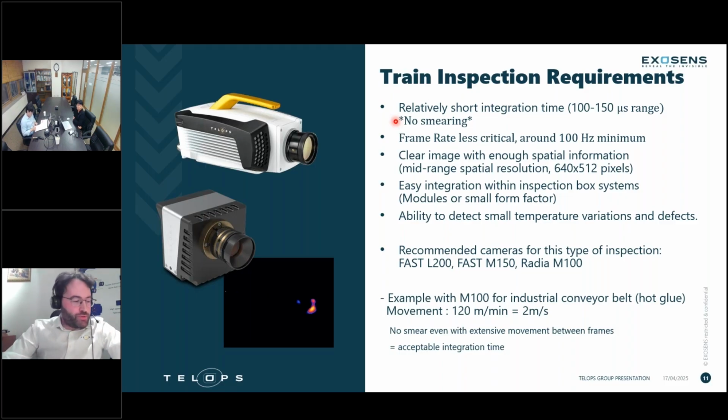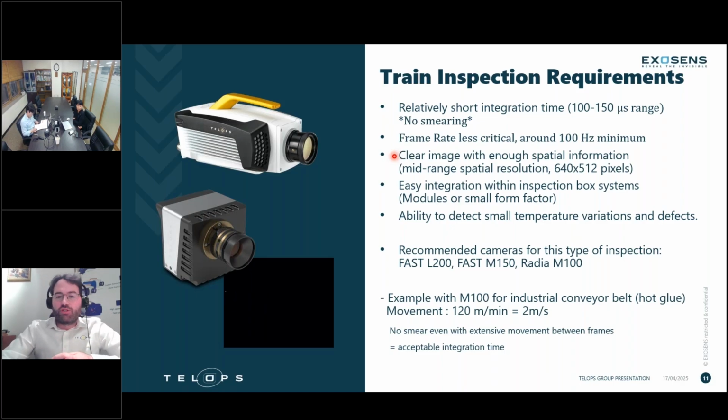But from what we understand from people looking into this, if you have at least 100 hertz, it would be good. It's less critical. We're not talking about extremely high speed phenomena like hypervelocity systems, but it's good to have more frames when you have your parts passing by, of course. You do want a clear image with enough spatial information to understand any kind of change in your scene and the axles that are heating up in your train.